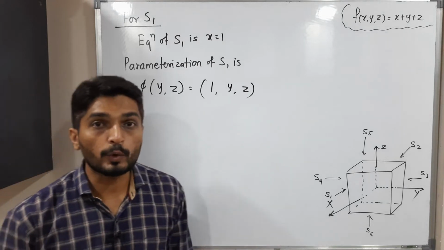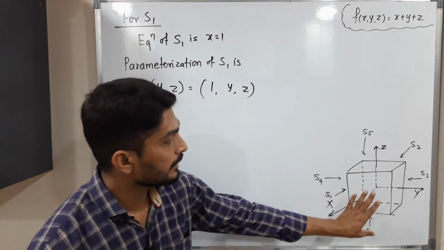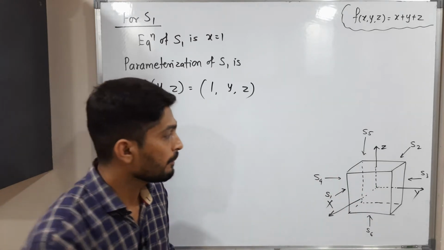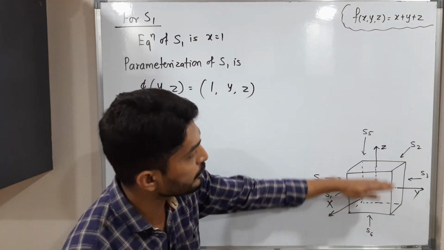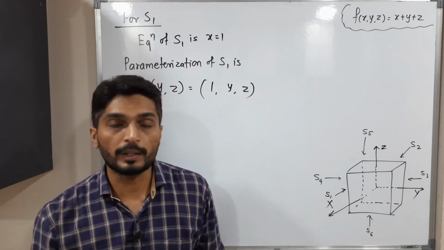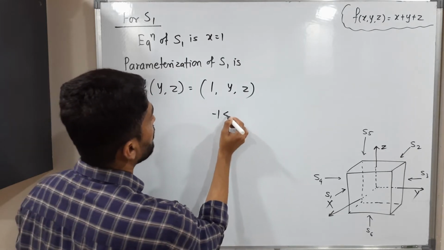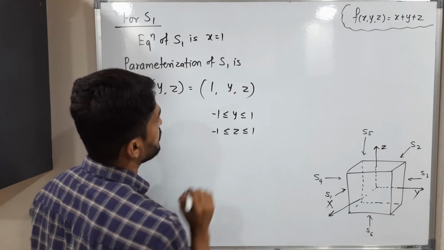Okay, after that we want the limits of y and z. As you can see here, the value of x is fixed, which is 1, and y can vary from -1 to 1. Similarly, z can vary from -1 to 1. In the problem they have mentioned y varies from -1 to 1 and z also varies from -1 to 1. So let me mention here y varies from -1 to 1, z also varies from -1 to 1.